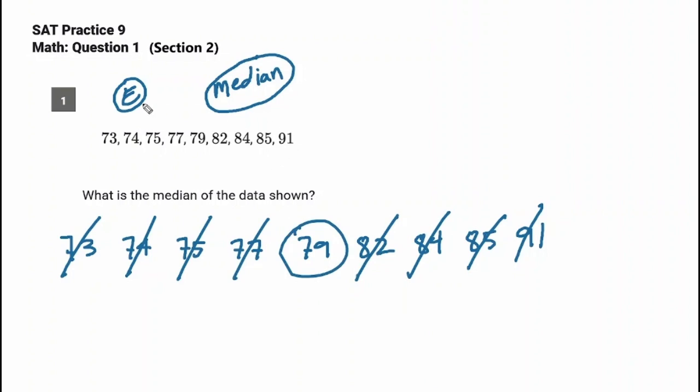Median 79. You can get this question right extraordinarily quick, but you do need to take the time to make sure that you don't make a dumb mistake. Get it right and move on.